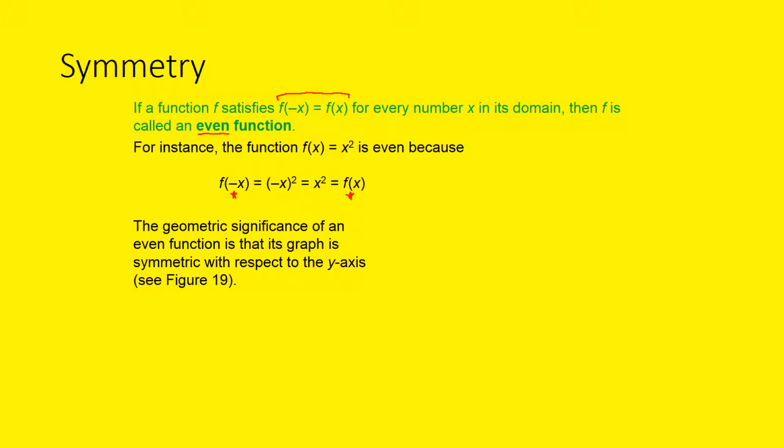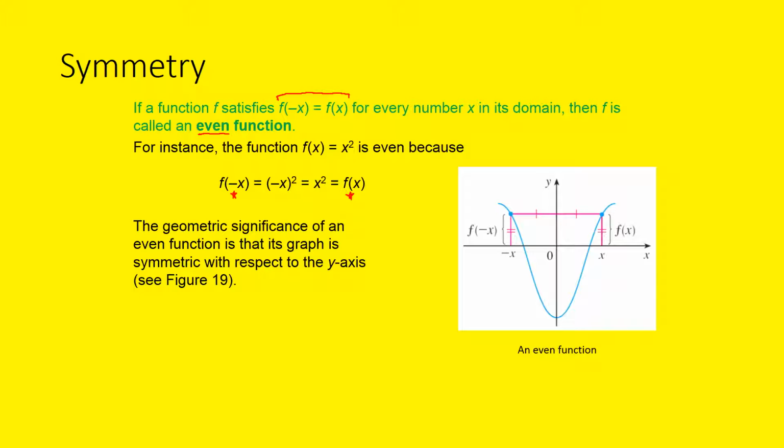The geometric significance of an even function is that its graph is symmetric with respect to the y-axis. So here's an example. This is not f of x equals x squared. It's just some even function. And you can see how f of negative x is equal to f of x, because here's an x, whatever number it is, the negative of that number is the same distance to the left, and the f of's, those are the heights of the function, and those heights are the same when we're to the left or to the right, the same distance.